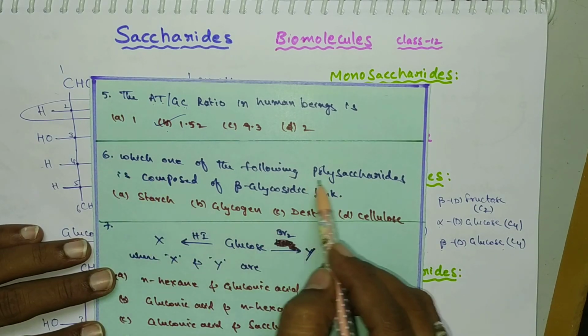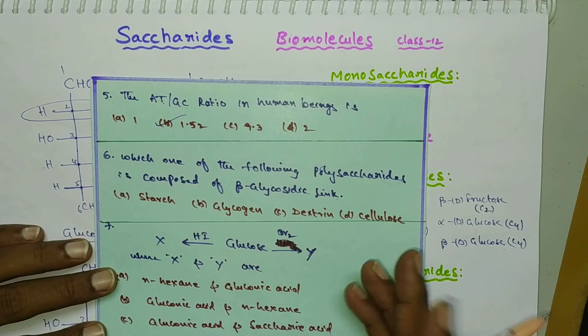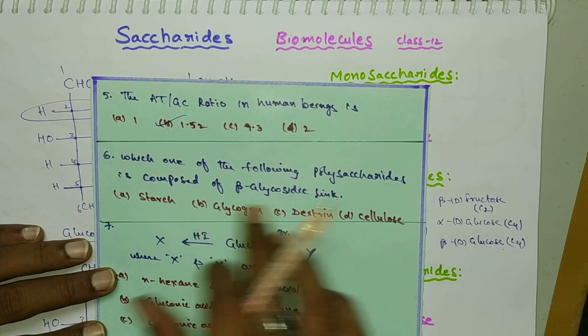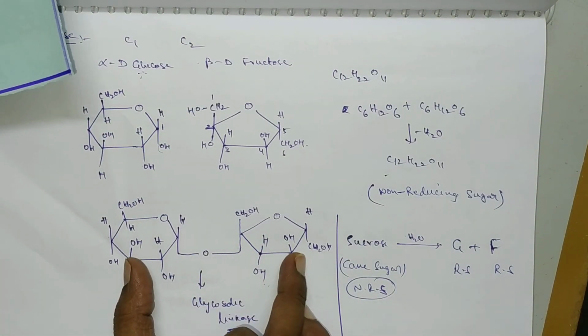Next one. Which of the following polysaccharides consists of beta glycosidic linkage? What is meant by glycosidic linkage? Here there exists a glycosidic linkage between two monosaccharides.